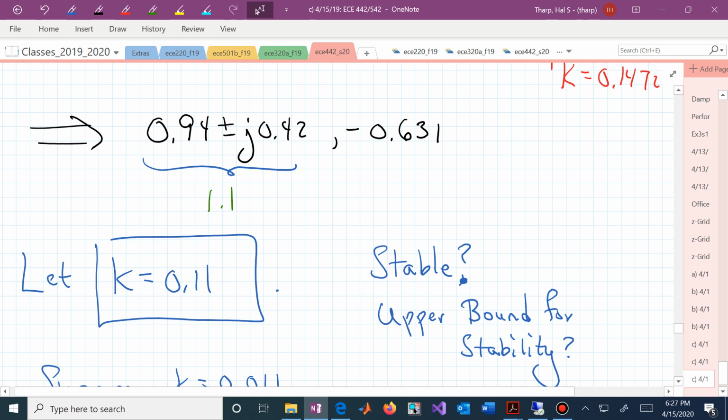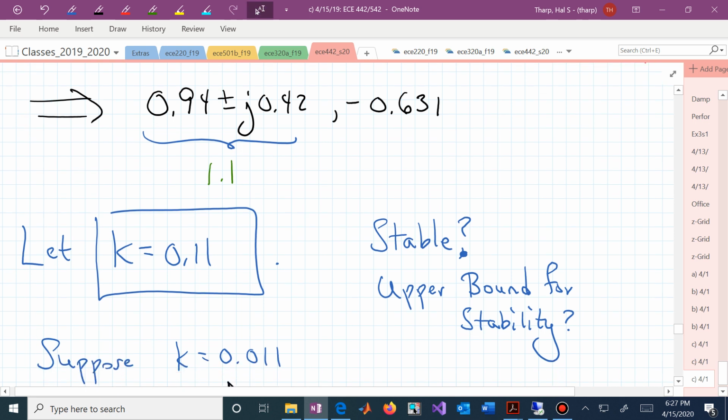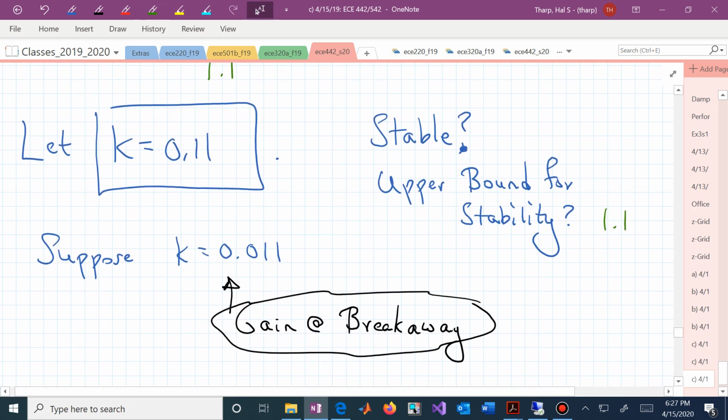So now let's just go ahead and let k be 0.11. Are we stable? Well, what was our upper bound for stability? Our upper bound for stability was this 1.1, so indeed 0.11 is a stable upper limit.